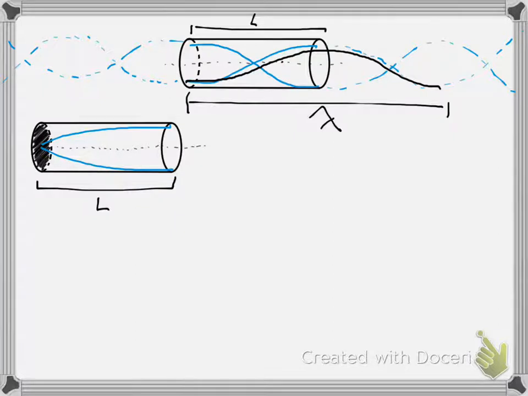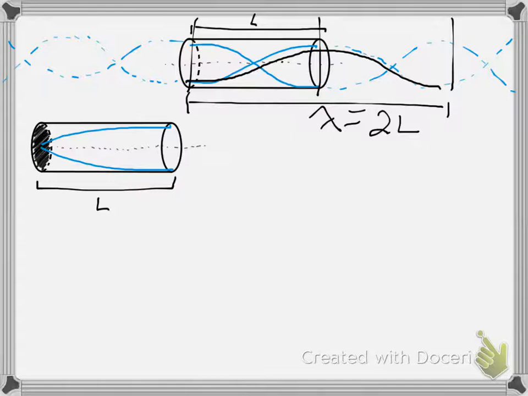And so now we say, well, what's that with respect to L? If we mark the ends here and mark the middle, look at that. It looks like lambda is twice the length. It equals twice the length of the cylinder, because half of the wavelength is contained inside the cylinder.